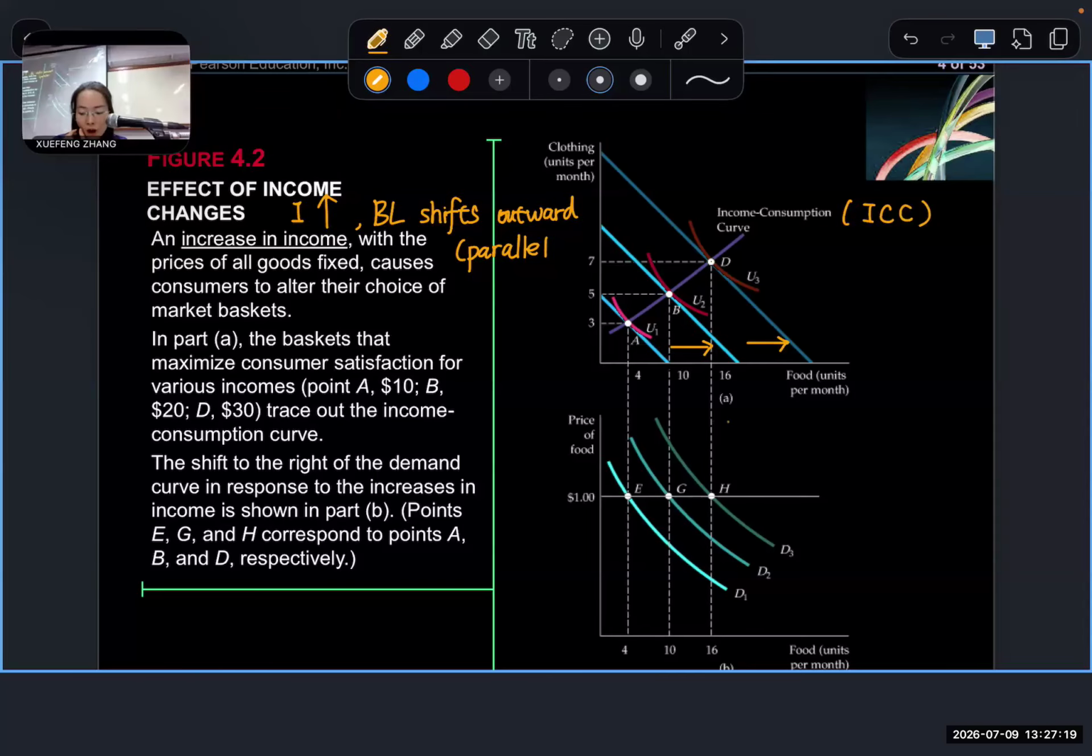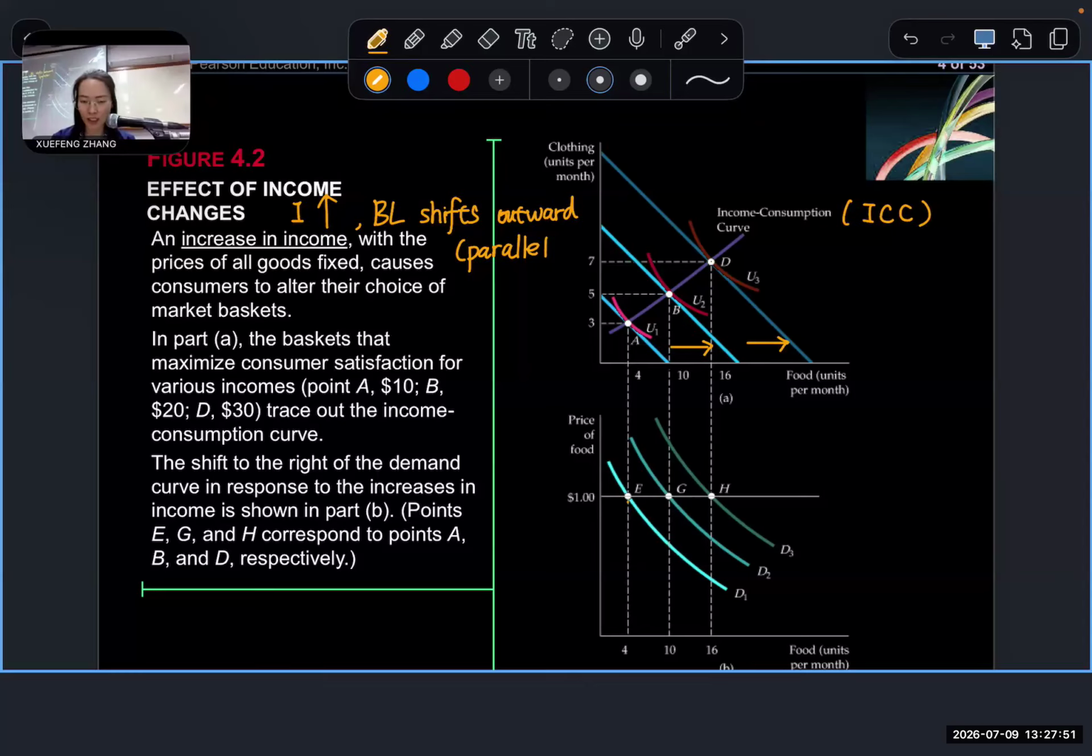And in the lower part, with higher income the demand curve shifts rightward, because here the income is increasing. So with higher income, the demand curve shifts rightward. You see here, the same price, which is $1, but the consumer can buy more food because the income has increased.